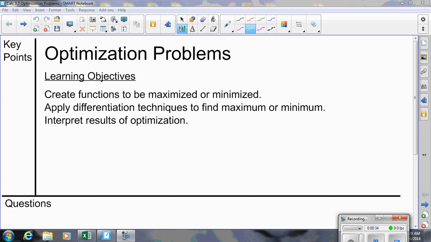But in order to do that, we'll have to apply our differentiation techniques, whether that's product rule, quotient rule, chain rule, whatever. And of course, we'll want to be able to say, this is what our answer means. It doesn't really mean much if you can get an answer and not know why you get it or why you care or what it's good for. So we'll want to be able to interpret the results.